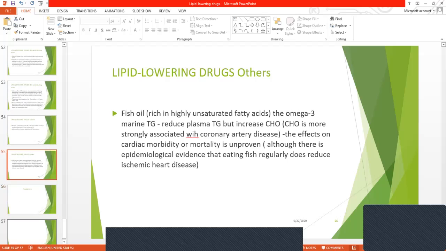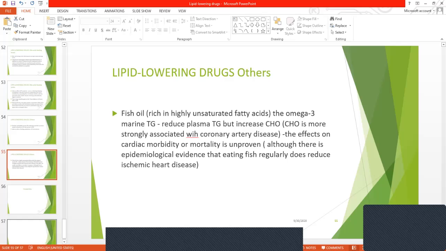So for newer agents of dyslipidemia, we have some trials going on. For example, scientists are using inhibitors of microsomal triglyceride transfer protein, for example, lomitapide. So these are the MTP inhibitors. Then antisense inhibition of ApoB100 synthesis, for example, mipomersen. Then cholesterol ester transfer protein inhibitors, for example, torcetrapib, but it was withdrawn because it caused cardiovascular events and deaths.